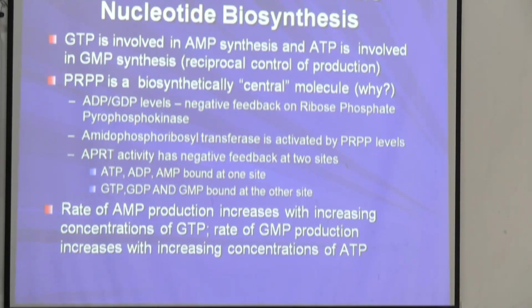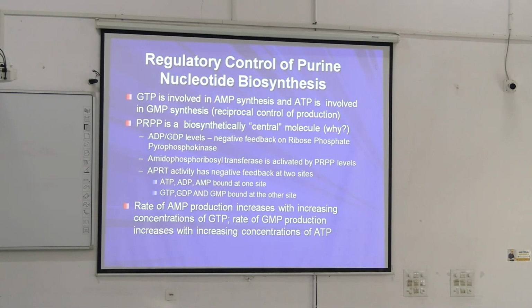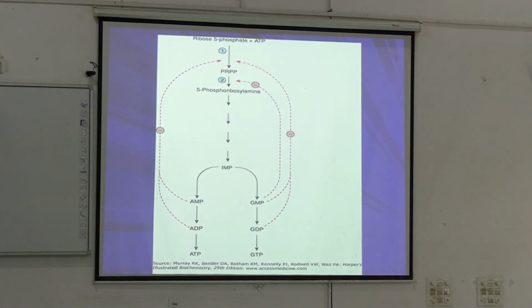Next. Regulation. Remember this. The whole pathway is regulated by feedback inhibition and product activation. See, this PRPP stimulates the synthesis of PRPP itself. It is not shown here. It's called product activation. The rest are all feedback inhibition.